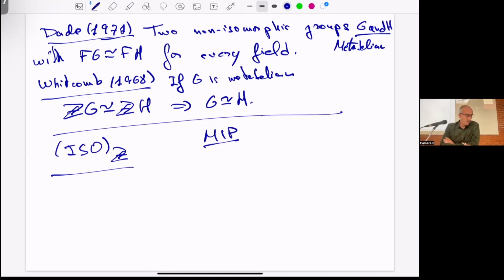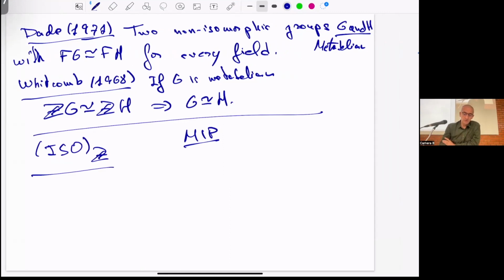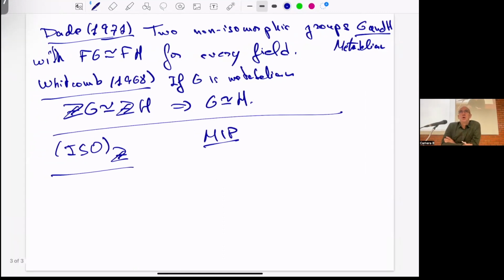Well, so for a while, there were many positive results about the isomorphism problem over the integers. So let me mention only two that also have a positive solution for abelian by nilpotent groups.